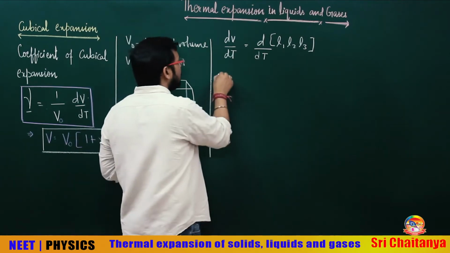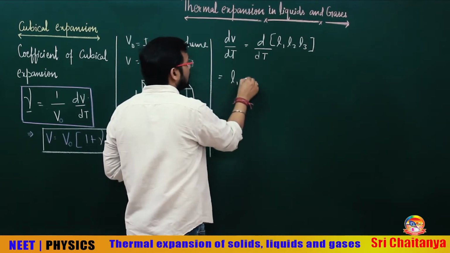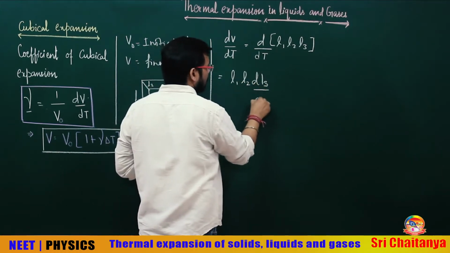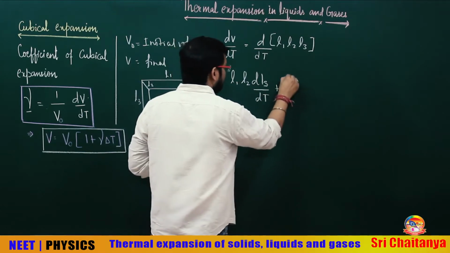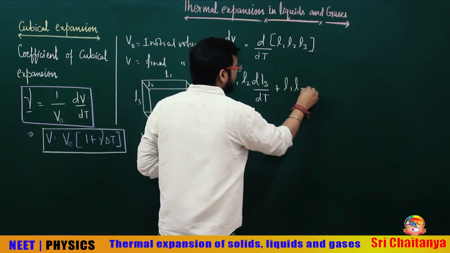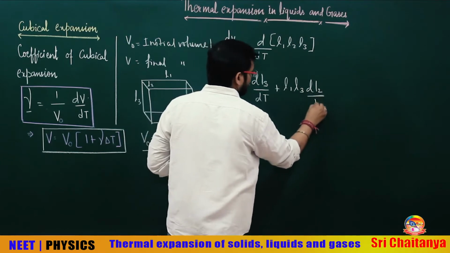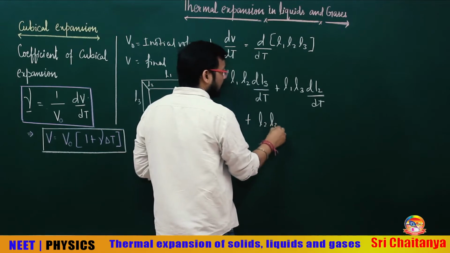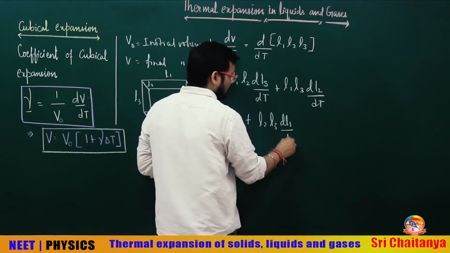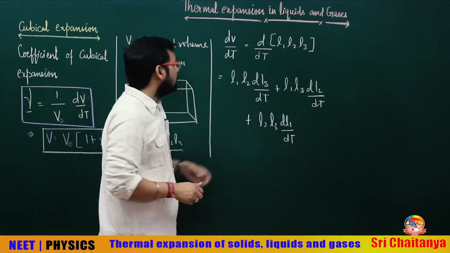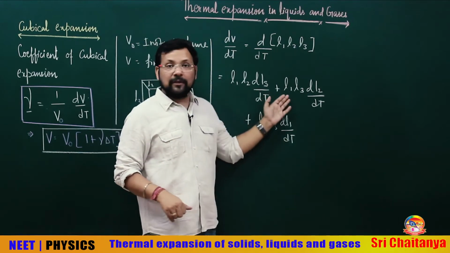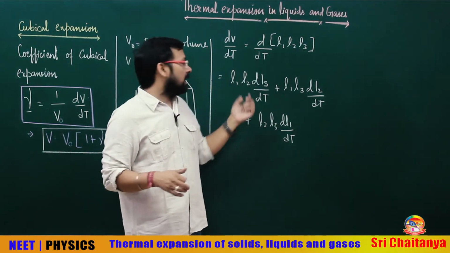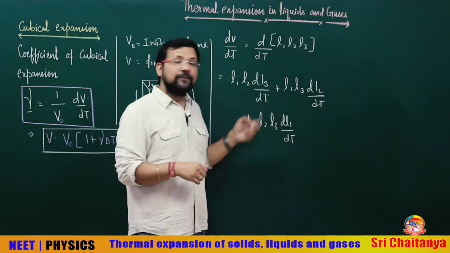Three product, okay, product rule: leave L1, leave L2, differentiate L3 only. Plus leave L1, leave L3, differentiate L2 only. Then leave L2, leave L3 and differentiate L1 only. See, one thing is very interesting to see here. These are the actual addition of three different expansions. So volume expansion here is the sum of three different expansions.